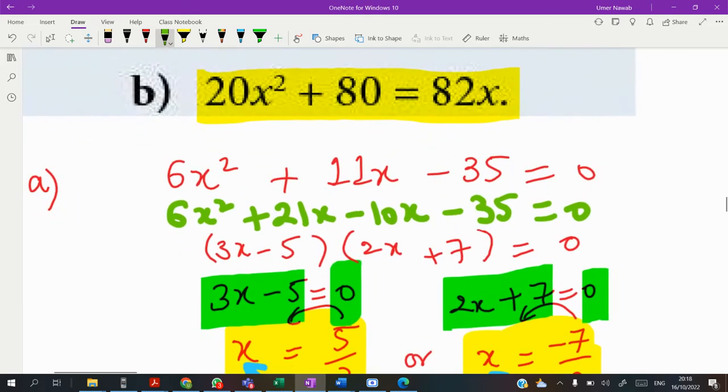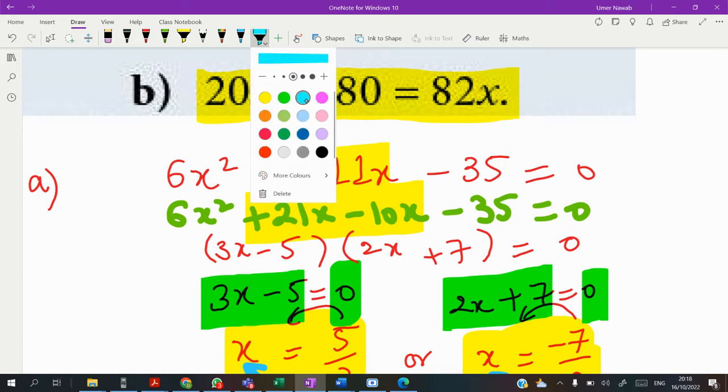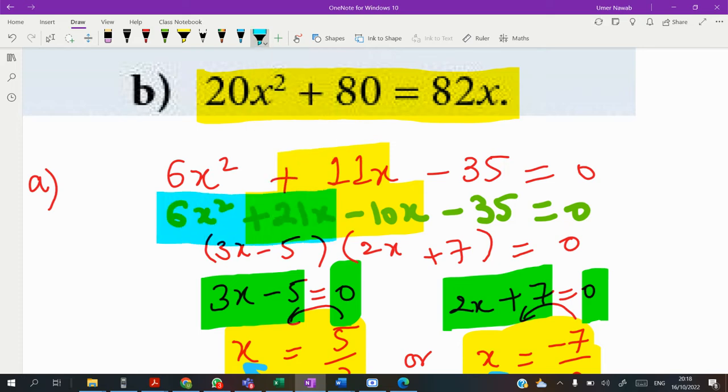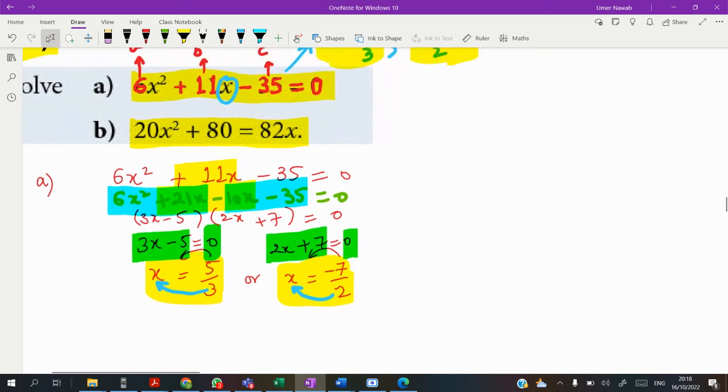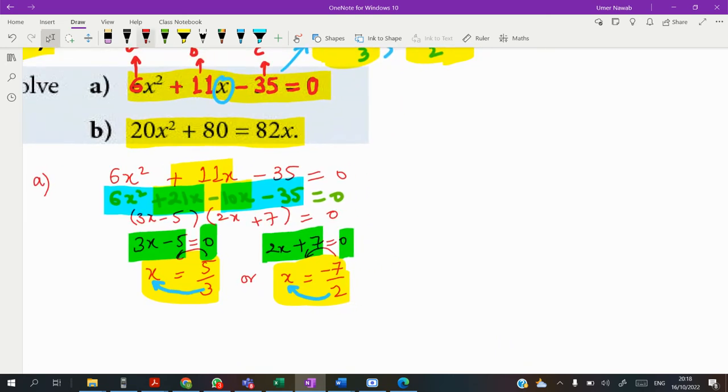Such a type of factorization method is grouping, because 11x was split into two forms, 21x minus 10x. And then after that, we grouped them together. How? We wrote 6x squared plus 21x. We took 3x common, and from minus 10x minus 35, we took something common, and then we got the result. But anyway, I have taught you factorization by the use of calculator.